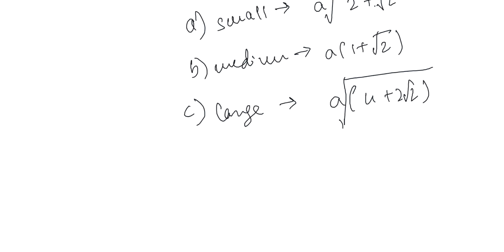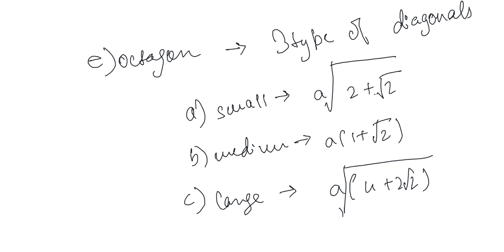And the area of any given octagon is 2a squared into (1 plus root 2), right? 2a squared into (1 plus root 2), where a is the length of the side of the octagon.